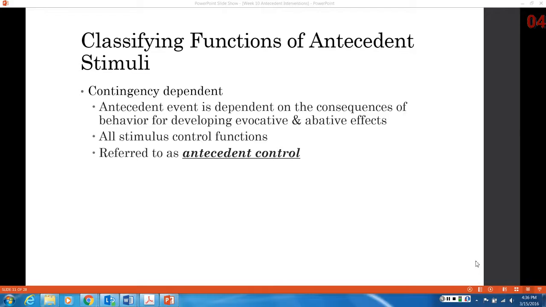With contingency dependent stimuli, the antecedent stimulus is dependent on the consequences of behavior for developing evocative and abative effects. A stimulus control paradigm in which a response is more or less likely in the presence of an antecedent stimulus due to a history of reinforcement or punishment would be categorized as contingency dependent. This is also referred to as antecedent control.